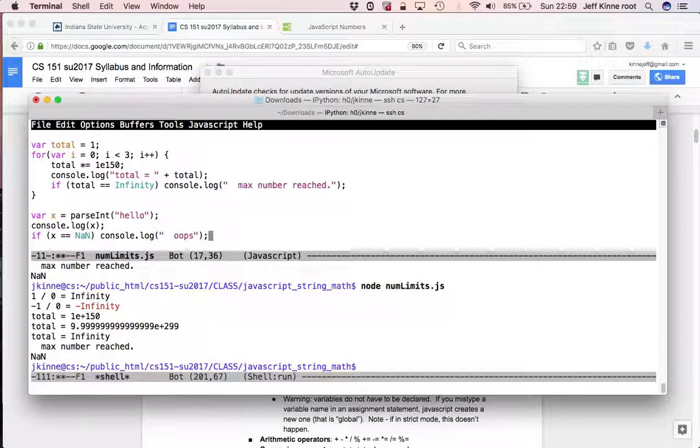I don't know. So that did not print. So, alright, we'll just leave it at that.